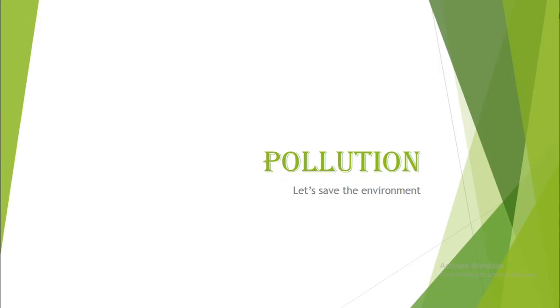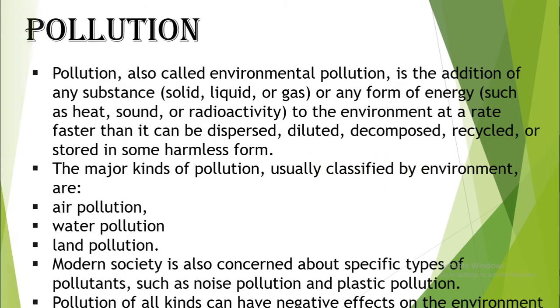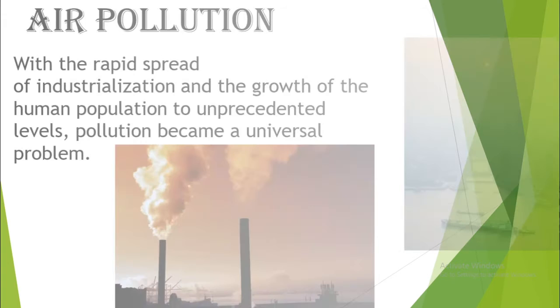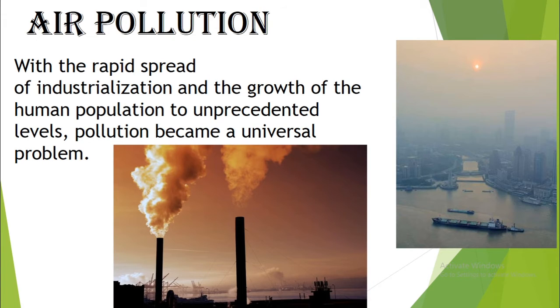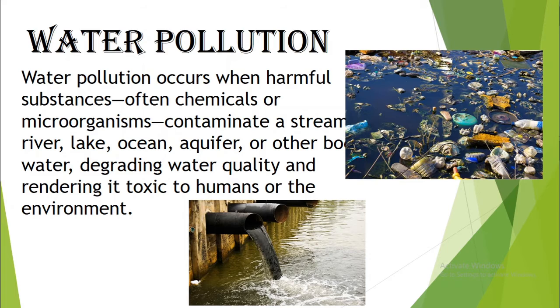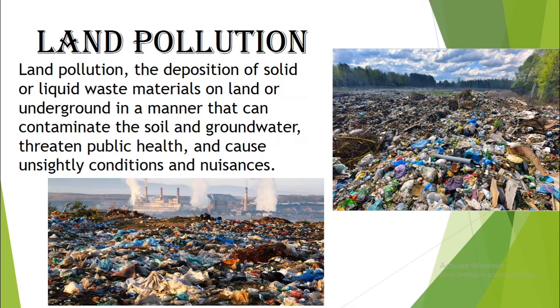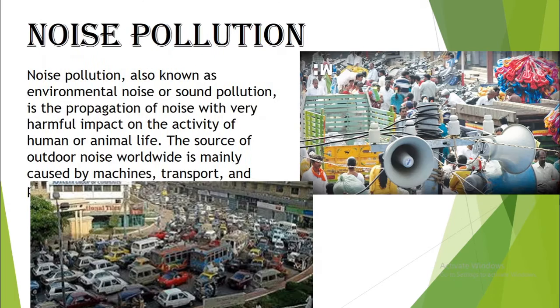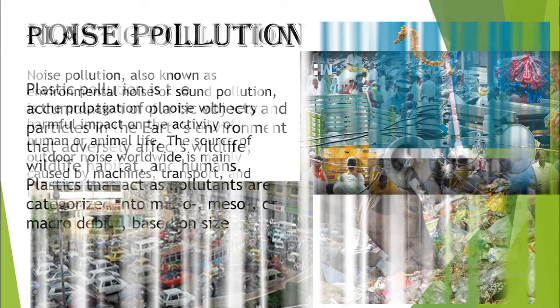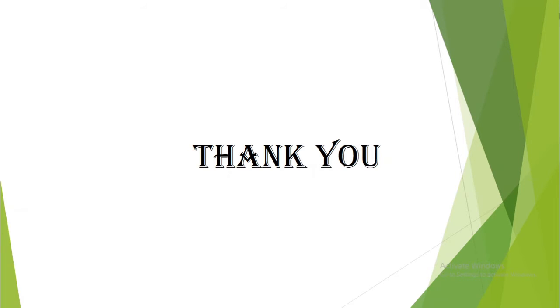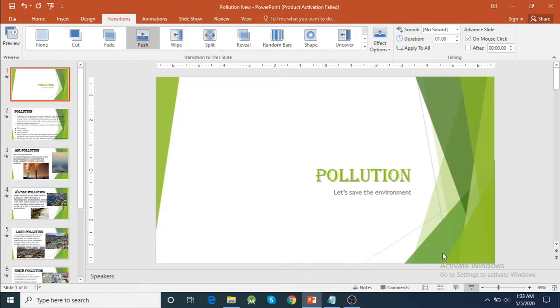Now let's see what happens. As it moves, we can see that the transition, as I'm clicking the button, is moving according to the way I had selected in the transition. This is what we had done, and the land pollution, noise, plastic, and finally thank you, which came as bars. So you'll remember this is how we had selected the transition. Now this is selection of transition, and it is happening at the click of the button.